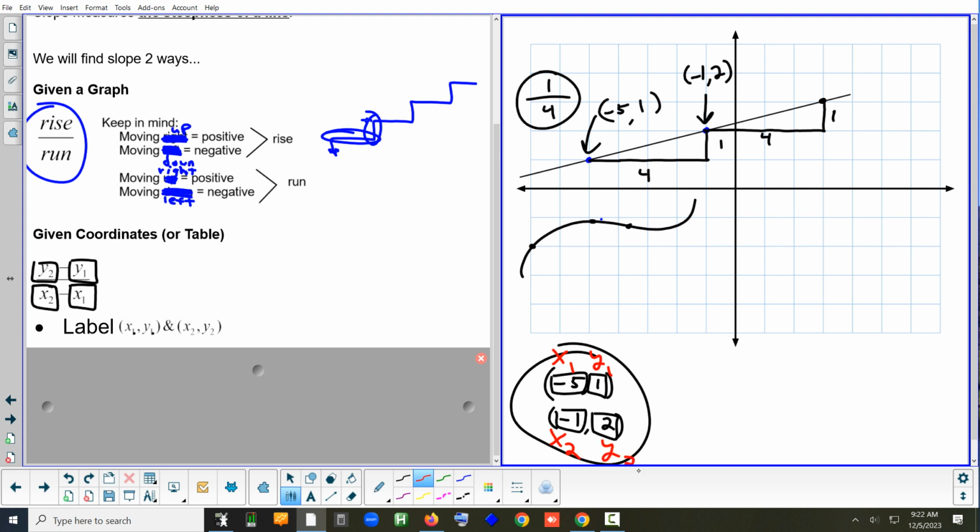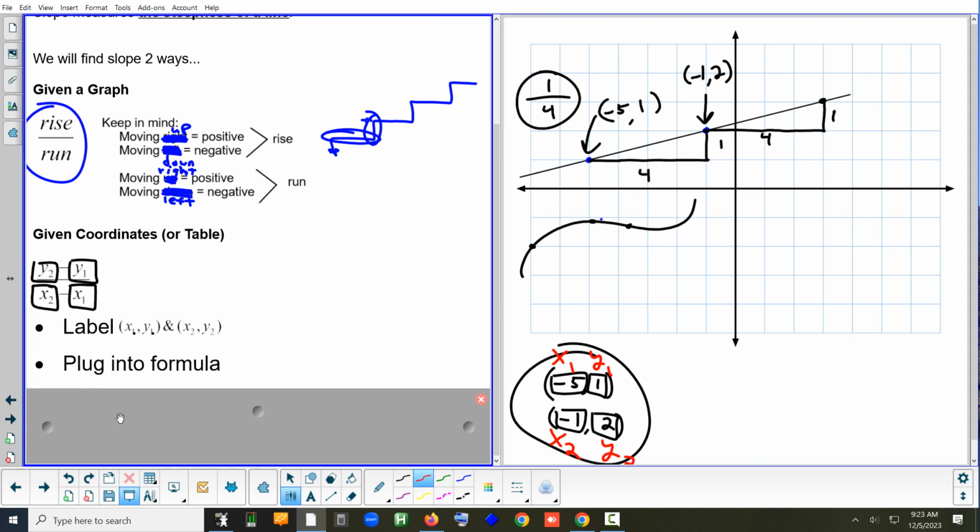It's the first x value in the problem, the first y value, the second x value, and the second y value. So we're going to take the coordinates that they give us, and then label them. The first x, the first y, the second x, and the second y. And then you're going to fill those numbers into that formula.